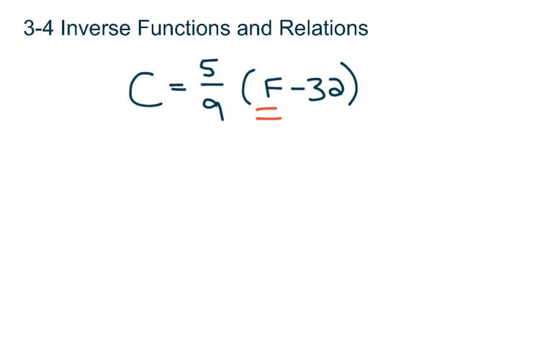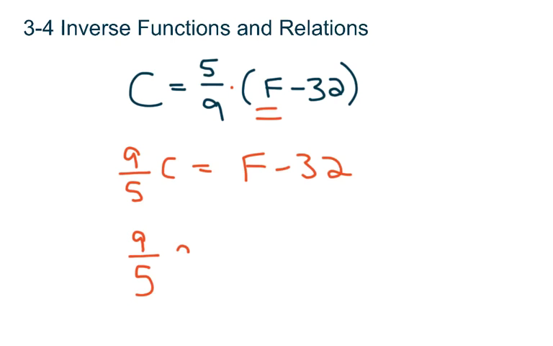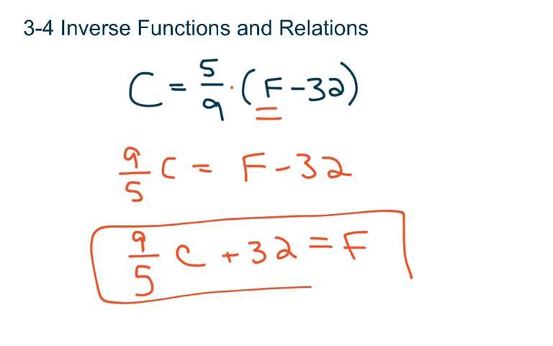Now, in order to solve this equation for F, the first thing we'll do is get rid of the 5/9. Since this is 5/9 times F minus 32, to get rid of the 5/9, we're going to multiply the other side by the reciprocal of 5/9, which is 9/5. So 9/5 C equals F minus 32. And then all I have to do is add 32 to the other side. And it turns out that this is the equation for finding Fahrenheit degrees when you know Celsius.